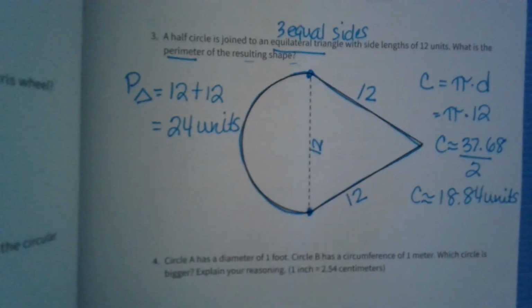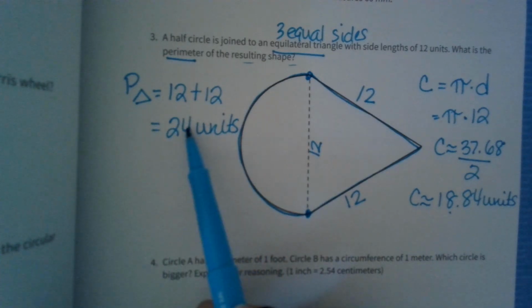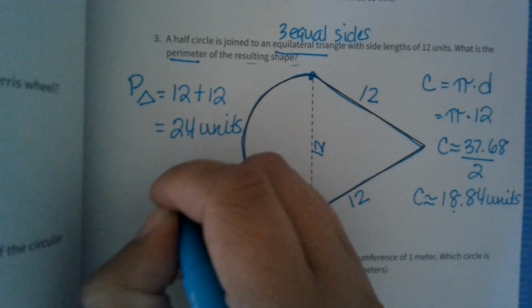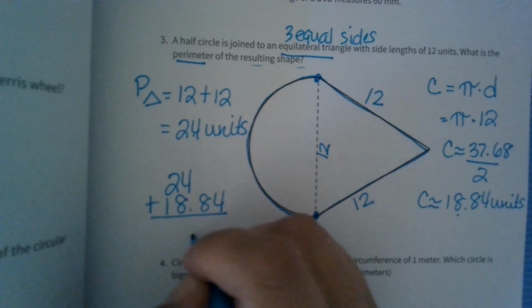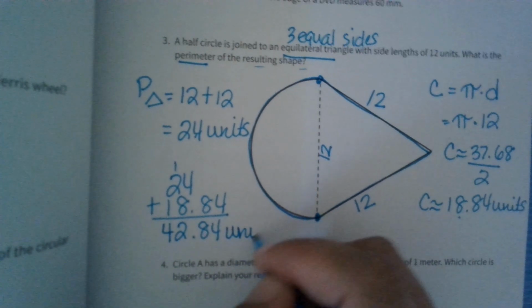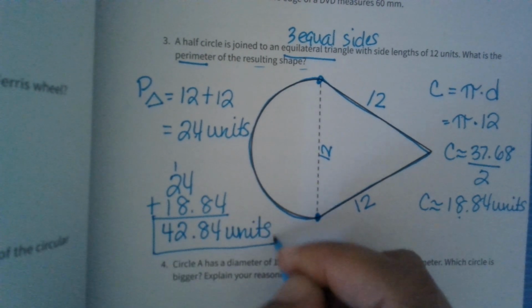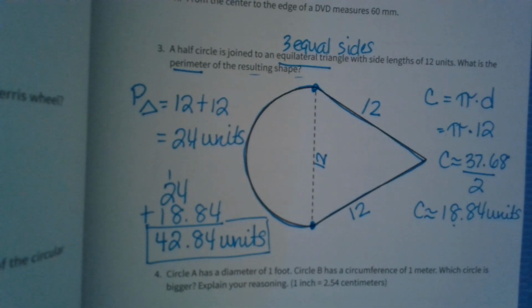Well, the resulting shape looks like an ice cream cone. So, I'm going to take this value and add it up. 24 plus 18.84 should give you a result of 42.84 units. So you have to look at this from 2 different parts. Okay? If you have to pause it to show the work, please do so. This is me showing work.